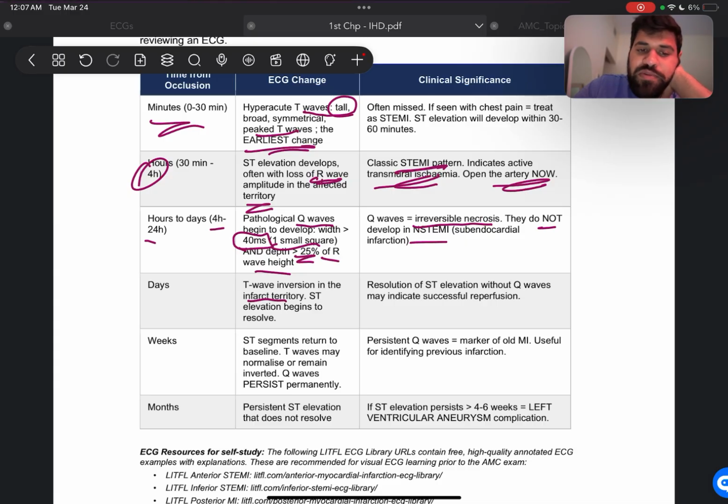Now in days, there's going to be T wave inversion in the infarct territory, and ST elevation is going to begin to resolve. As I said, they could have no pain and never come to the hospital, and then ST elevation is going to be resolved by the time they come after a few days. So resolution of ST elevation without Q waves may indicate successful reperfusion. Now, after a few weeks, the ST segment returns to baseline. T may normalize or remain inverted, and Q waves persist permanently.